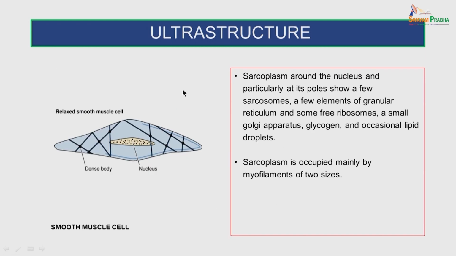The ultrastructure of the smooth muscle cell. So this is a relaxed smooth muscle cell. The sarcoplasm around the nucleus and particularly at the poles show few sarcosomes, few elements of granular reticulum, and some free ribosomes, a small Golgi apparatus, glycogen, and occasional lipid droplets. The sarcoplasm is occupied mainly by the myofilaments of two types.